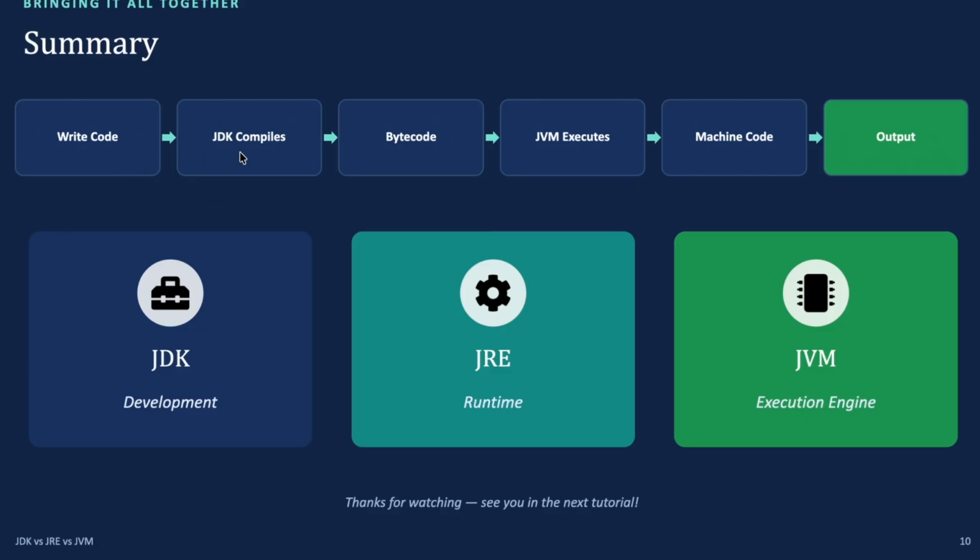So this is the summary. You write code, JDK compiles the code into bytecode, JVM executes it and converts it into machine code, and you get the output. JDK is for development, JRE for runtime, JVM for the execution engine.